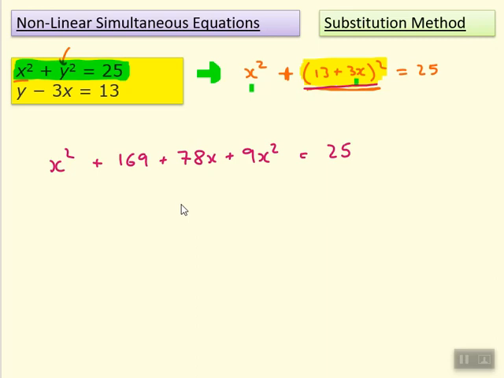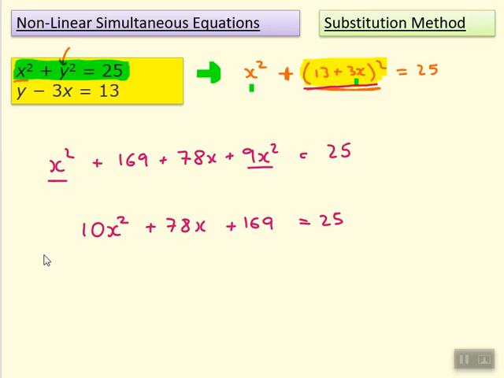Now we need to simplify. So what can we simplify? The x squared and 9x squared, we can make a 10x squared. I'm going to write this as a quadratic. So remember, quadratic goes squared term first, then the letter on its own next, and then the number goes on the end. So I'm going to put plus 78x in the middle, and then 169 can go here, and that equals 25.